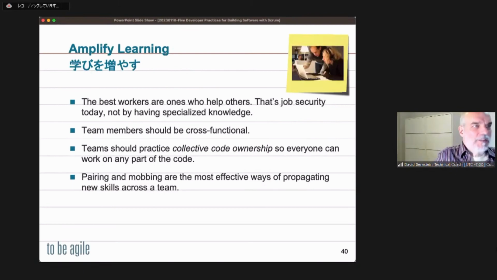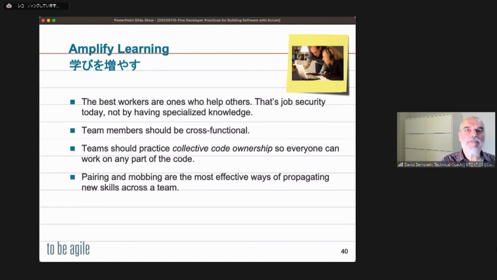So the best workers are the workers who help each other. Today, in Agile, this is job security. It used to be the people who had specialized knowledge was job security. You know, I'm the database guy and I know everything about the database, so you can't fire me. But people in that situation very quickly realize that it's not very ideal because they can never take a vacation, they can never get sick, everybody depends on them.